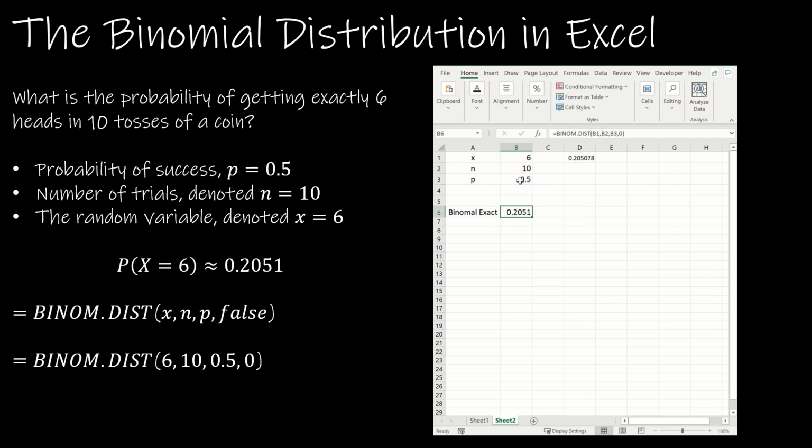And notice I have the correct solution, and the advantage to this way is on my next question, instead of having to type everything out again, I just change the values for X, N, and P. So let's take a look at another question.